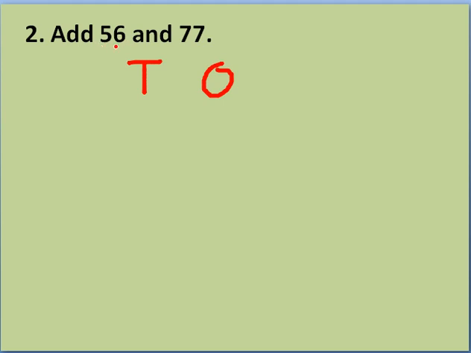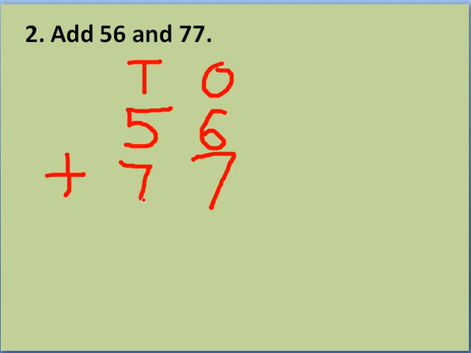Okay, 56, 6 is at ones place and 5 is at tens place. In this number 56, 6 is at ones place and 5 is at tens place. So I wrote 6 at ones place and 5 at tens place. We have to add it. So I will put the symbol of addition here. And 77, 7 is at ones place and other 7 is at tens place. So I am writing 7 here and 7 here also. Okay, now let us add it.